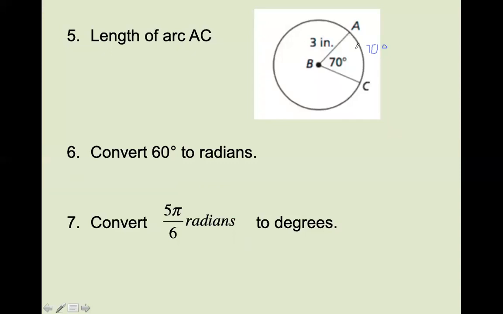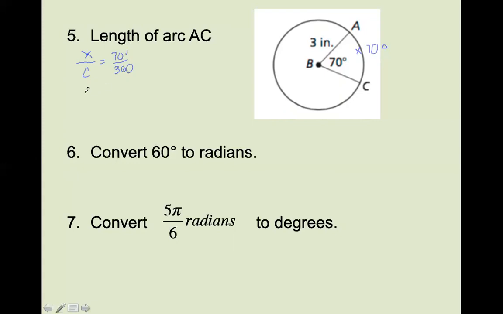I'm going to just make that an x because that's what I want. I'm going to write it as arc length x over the circumference is equal to degrees, and our degree measure there we know is 70 out of 360. Again, this is the formula that I gave you way back at the first part of the notes. Arc length over circumference equals degrees over 360.